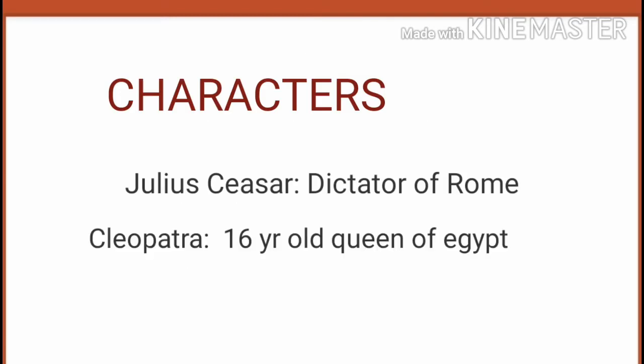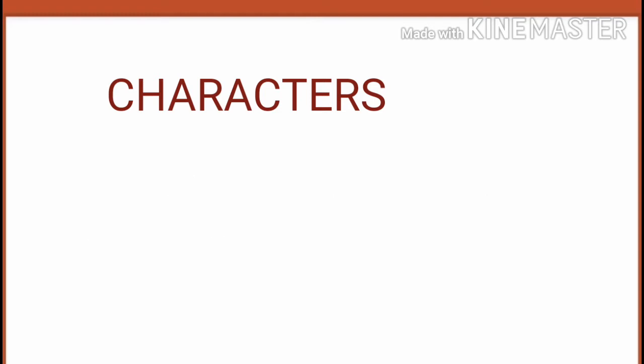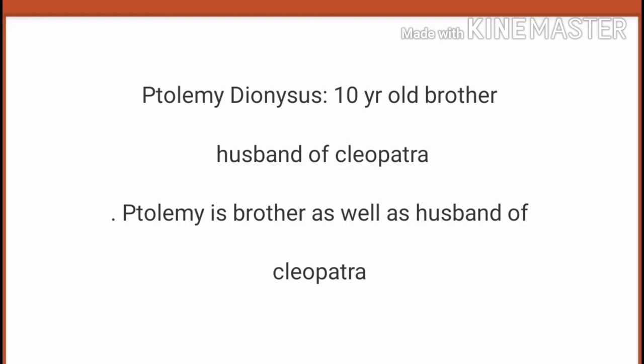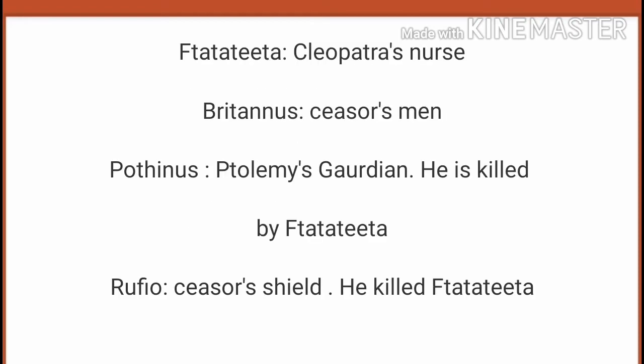The major characters in this play are Julius Caesar, a middle-aged man and the dictator of Rome. The next one is Cleopatra. She is the 16-year-old queen of Egypt and she is at war with her husband, her brother Ptolemy, for the crown. Another character is Ptolemy Dionysus, the 10-year-old brother and husband of Cleopatra. Another one is Ftatateeta. She is Cleopatra's nurse.